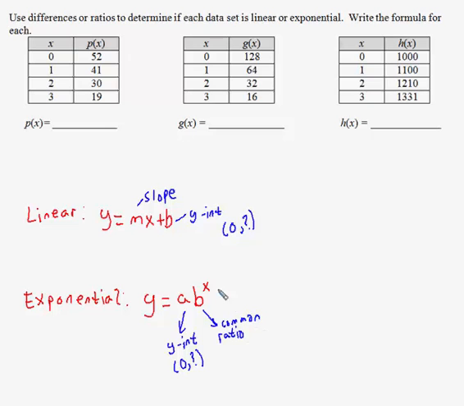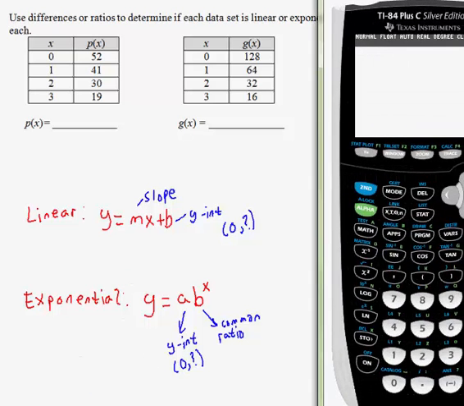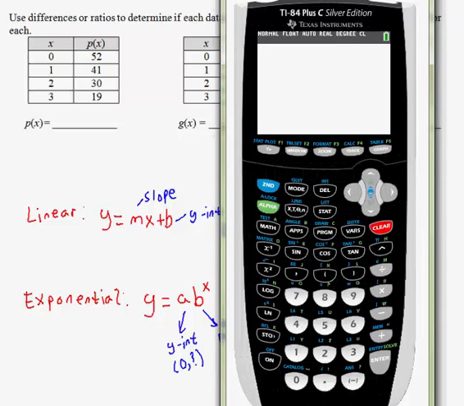So going back to the problem here, we have the first set of data. Because the inputs are equally spaced, they go from 0 to 1 to 2 to 3, I can use differences and ratios to determine if it's linear or exponential. So I'm going to start by using differences, and not that you'd have to do it in this particular problem because the arithmetic is easy, but in general, to do differences, what you want to do is take a successive y value, say 41, and subtract its previous.